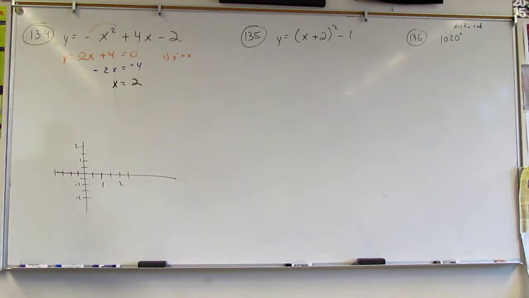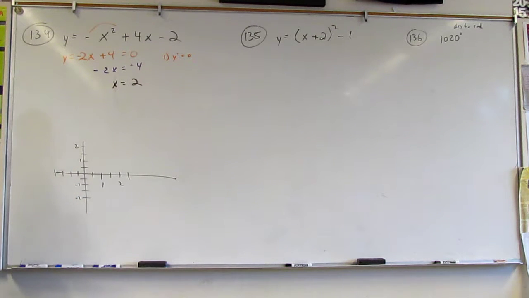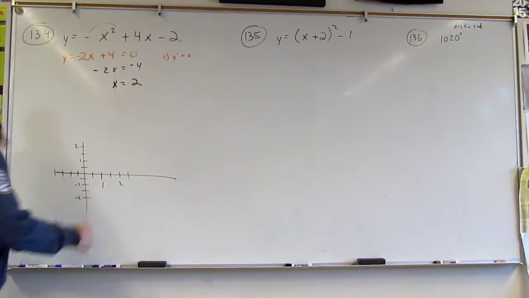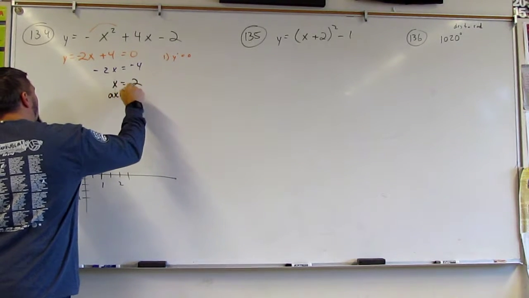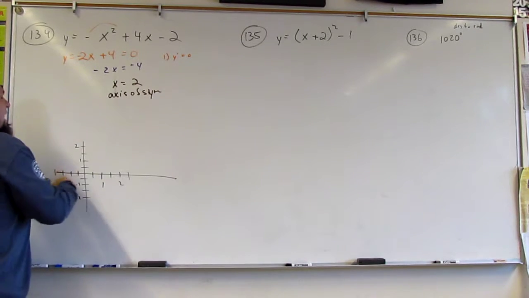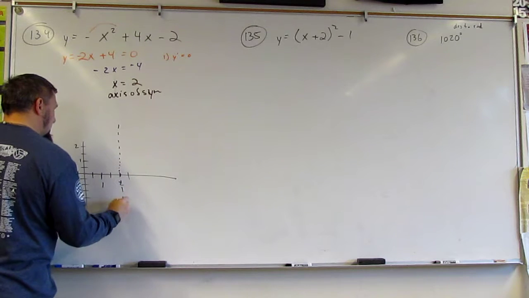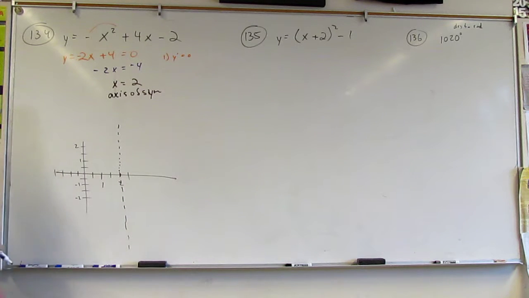Okay? I shouldn't have to do all the steps anymore. You're getting closer to pre-cal. You should be knowing what we're doing. Algebra should just be in the head. This is your axis of symmetry. That means at 2, you have this dotted line, and somewhere on that dotted line is the vertex.